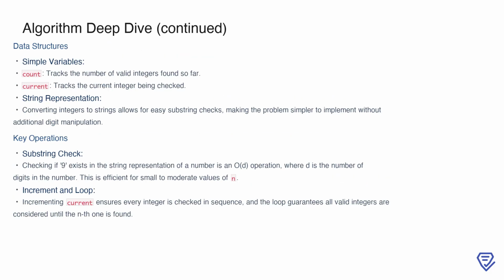The algorithm relies on simple data structures to achieve its goal. The variable count is used to track how many valid numbers have been found so far, while current keeps track of the number being examined at any given moment. A key operation in this solution is converting integers to strings, which allows us to easily check if the digit 9 is present using a substring check. This avoids the need for additional digit manipulation, simplifying the implementation. The substring check itself is efficient, with a time complexity of O(d), where d is the number of digits in the current number. By incrementing current after each check and looping until we reach the nth valid number, the algorithm ensures that all numbers are examined in sequence, skipping those that contain 9 as needed.